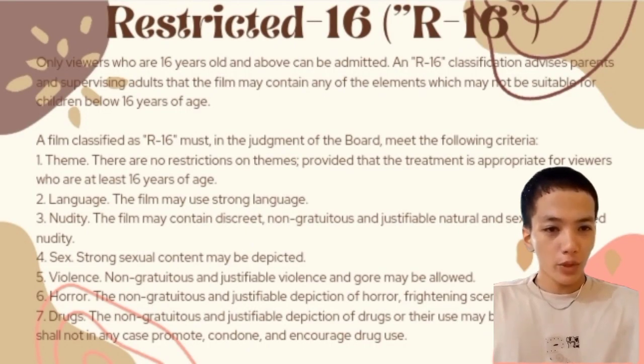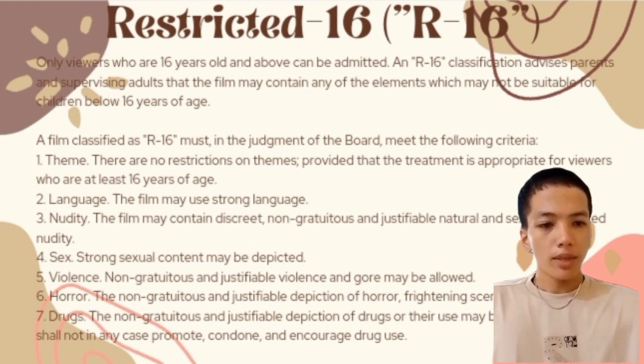Restricted-16. Only viewers who are 16 years old and above can be admitted. An R-16 classification advises parents and supervising adults that the film may contain any of the elements which may not be suitable for children below 16 years of age. A film classified as R-16 must, in the judgment of the board, meet the following criteria. Theme. There are no restrictions on themes provided that the treatment is appropriate for viewers who are at least 16 years of age. Language. The film may use strong language.